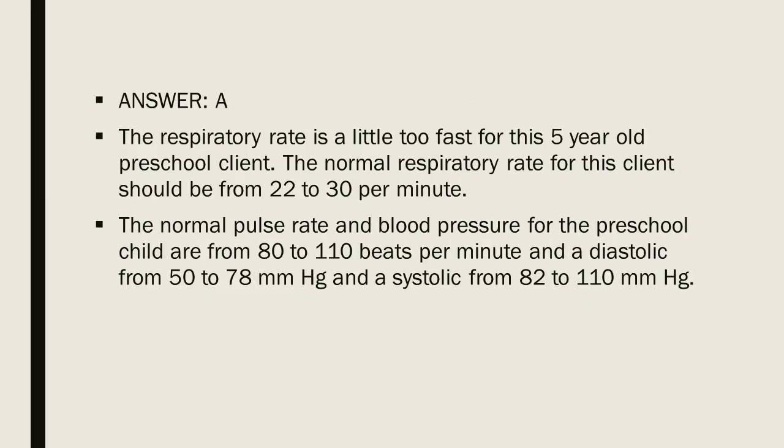Answer, A. The respiratory rate is a little too fast for this 5-year-old preschool client. The normal respiratory rate for this client should be from 22 to 30 per minute. The normal pulse rate and blood pressure for the preschool child are from 80 to 110 beats per minute and a diastolic from 50 to 78 mm of mercury and a systolic from 82 to 110 mm of mercury.